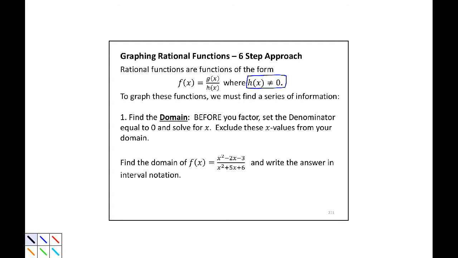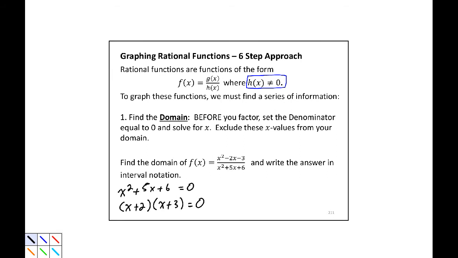So to find the domain of f of x equals, our numerator is x squared minus 2x minus 3, and our denominator is x squared plus 5x plus 6. And then write the answer in interval notation. So before we factor, set the denominator equal to 0. So this will be x squared plus 5x plus 6 equals 0. And we can factor this to be x plus 2 multiplied by x plus 3. And that still equals 0.